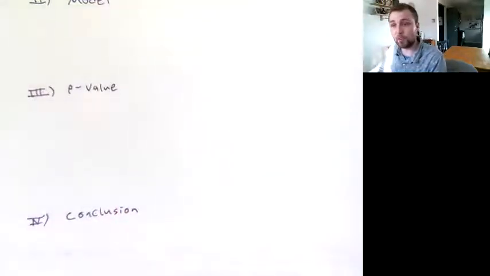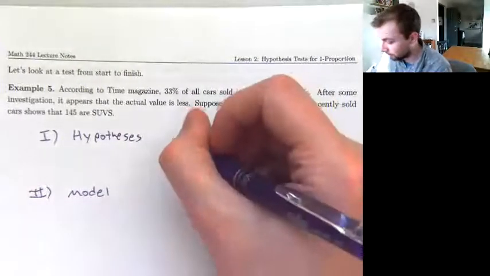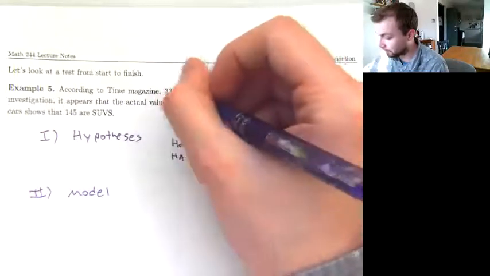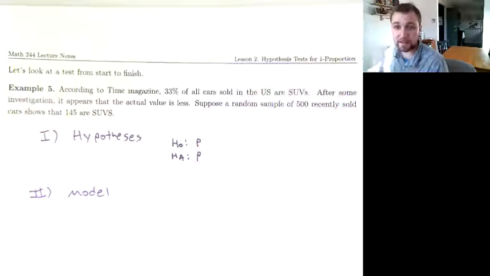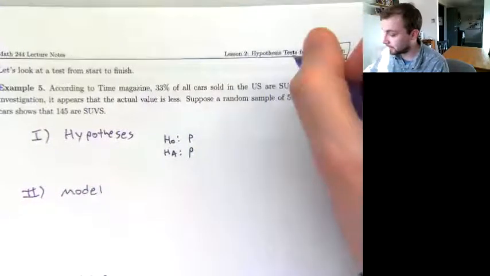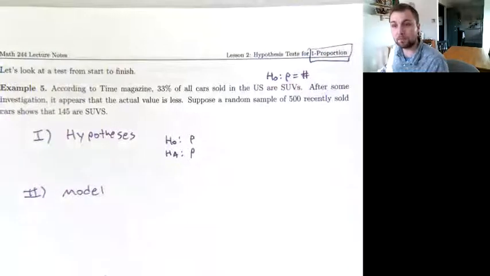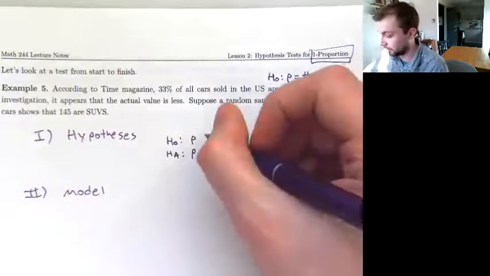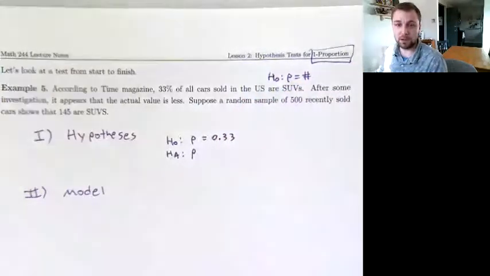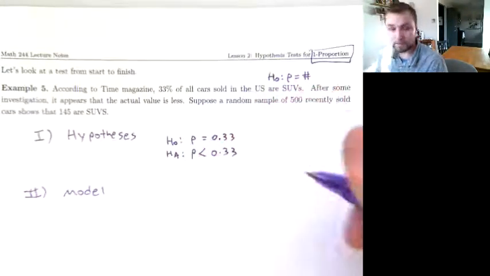Let's start at the beginning and work our way down. So hypotheses, I'm going to have 2. This is about percentages, so I'm using P. For the rest of the lesson today, I'm looking at hypothesis tests for one proportion. So all of my null hypotheses for this lesson will look like P equals a number, one proportion in that setup. And it's claimed that it's 33%. Well, we think the actual percentage that are SUVs is less, so I will have less than 33%.